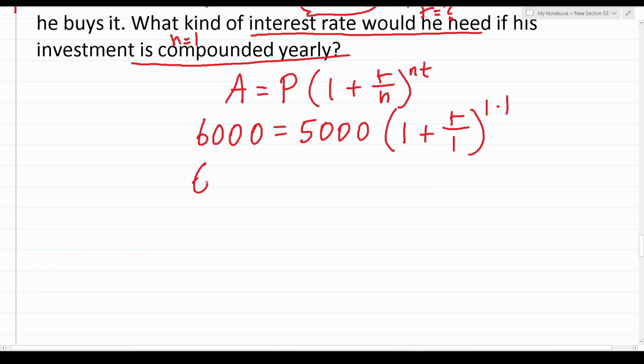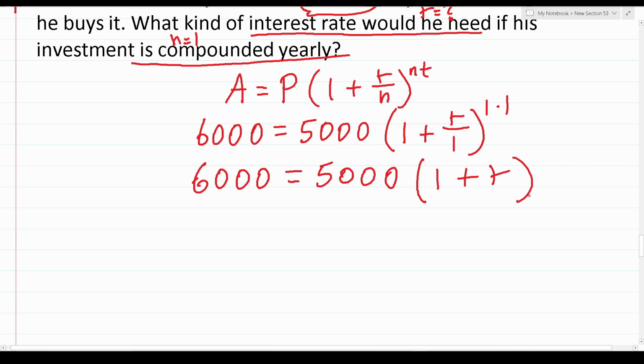We have 6,000 equals 5,000. And let's go ahead and simplify this over here. This becomes 1 plus R divided by 1. Anything divided by 1 is itself. So R divided by 1 is just R. And then 1 times 1 is 1. Anything raised to the first power, likewise, is just itself. So 5 raised to the first power is just 5. Therefore, 1 plus R raised to the first power is just 1 plus R.